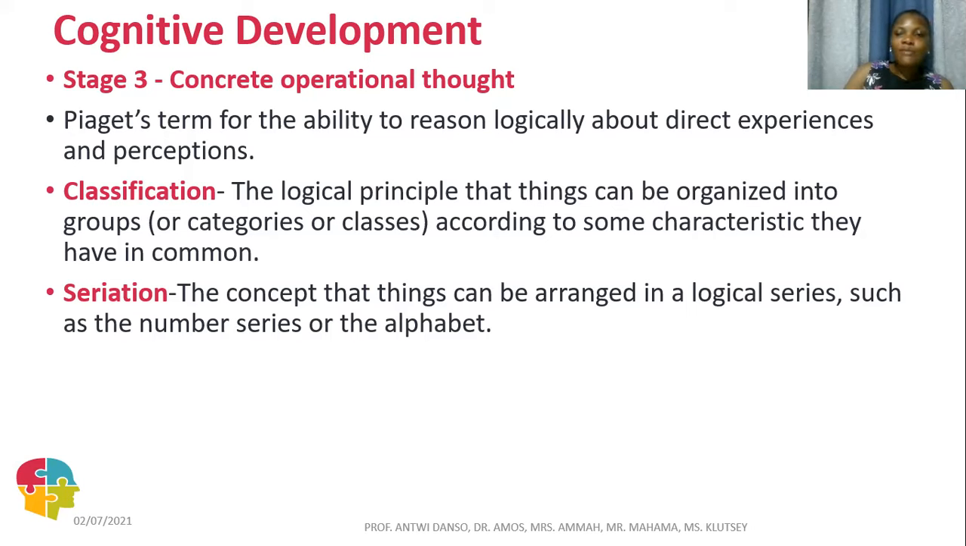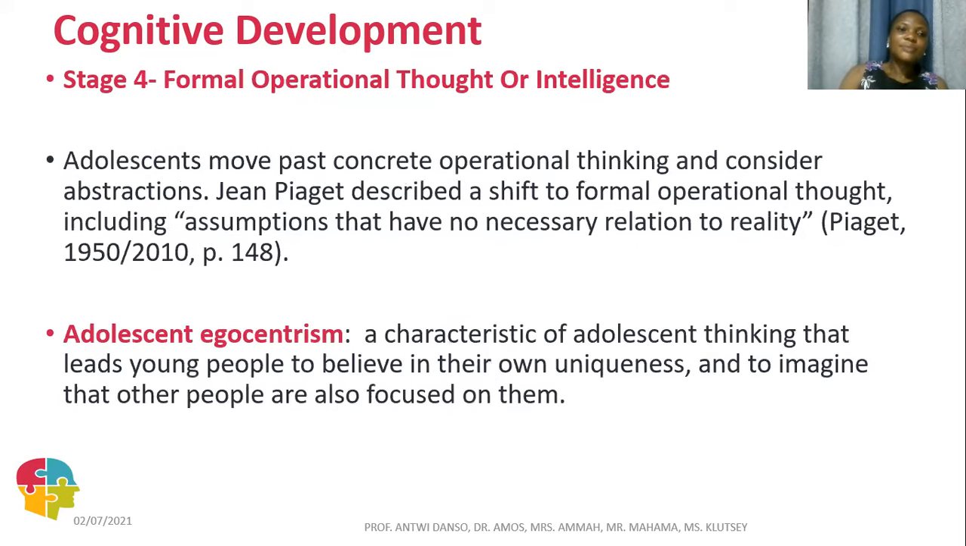Then they have what we call seriation. They are able to arrange things in what? Ascending or descending order. So if they're able to count 1 up to 20, you can tell them to count in ascending order or to count in descending order, or arrange the alphabets from A to Z or from Z to A. They are able to do that.